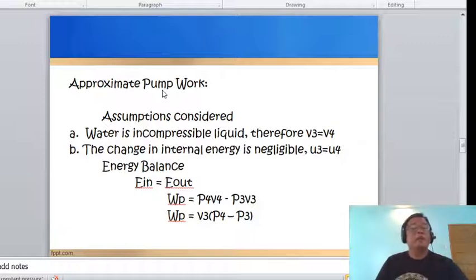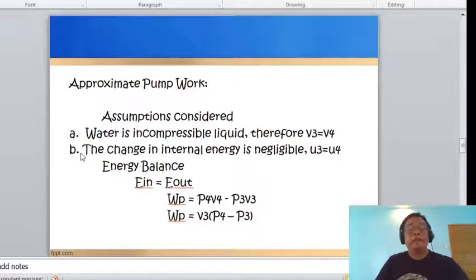So, approximate pump work, class. We have here the assumption. This is an approximate pump work. Water is incompressible. Therefore, the specific volume at 3 is the same as the specific volume at 4. Another assumption is that the change in internal energy is negligible. So that's why u sub 3, or the internal energy at 3, equals the internal energy at 4.